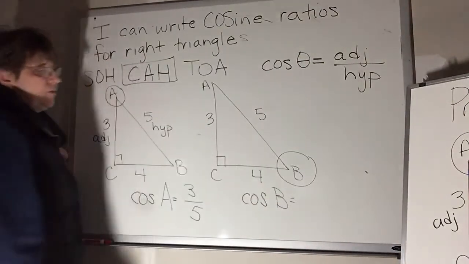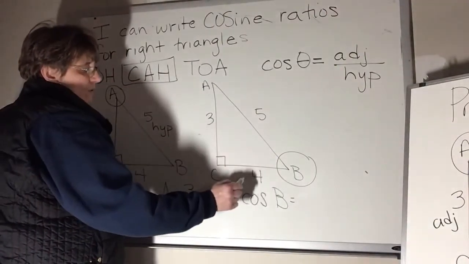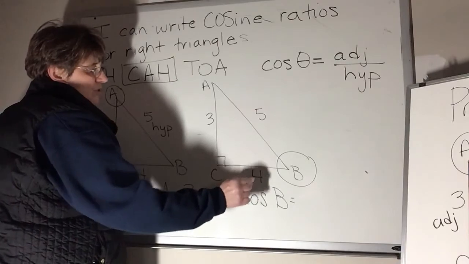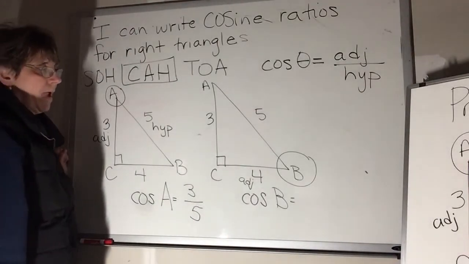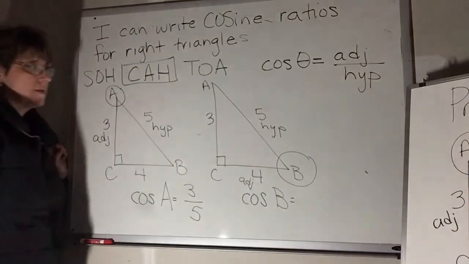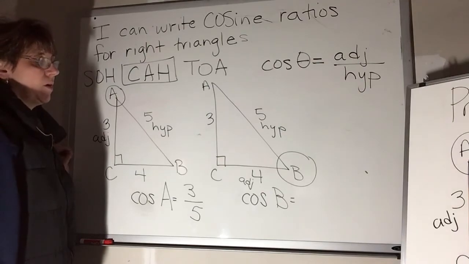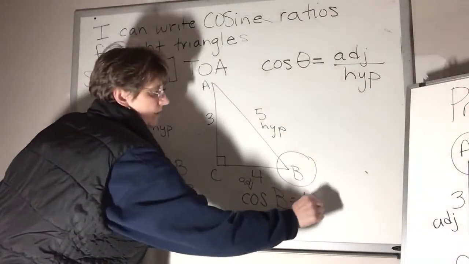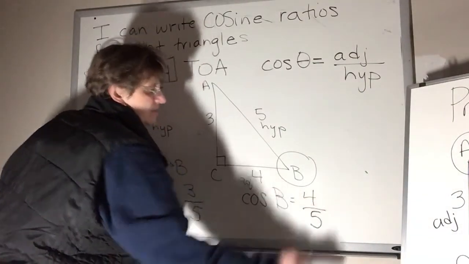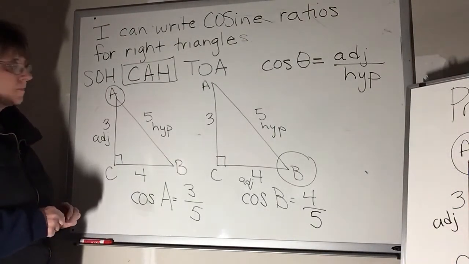If I come over here and do the cosine of angle B, adjacent to angle B is the side that measures 4. We need the hypotenuse, and the hypotenuse in this triangle is still the side that's measured with 5. So the cosine of angle B is 4/5, adjacent over hypotenuse.